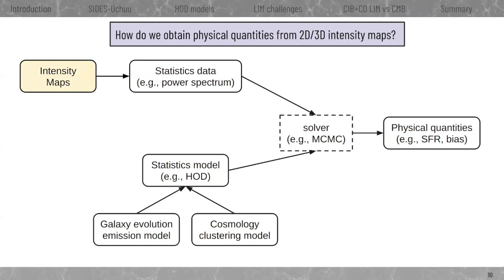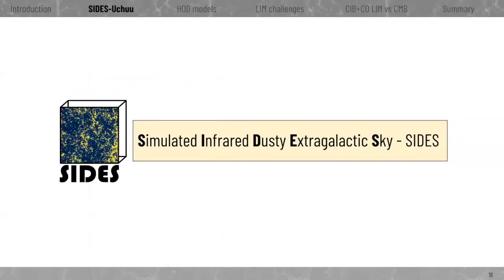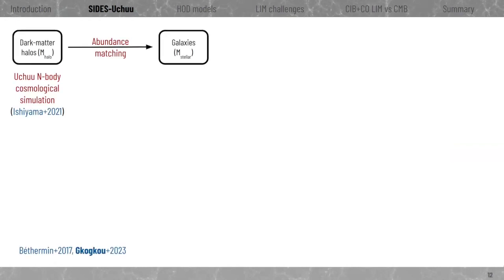We still don't have data for the line intensity mapping. For CIB, we do have data. But in any case, before we deal with real data, it's common practice to have simulations, because we need to prepare analysis tools and be prepared for any biases that we find after the real data. So that's why, with my team in France, we developed this simulation, SIDES, which stands for Simulated Infrared Dusty Extragalactic Sky. And as the name indicates, it was built in such a way that it replicates the infrared and submillimeter sky. And I will show you an overview of how it works.